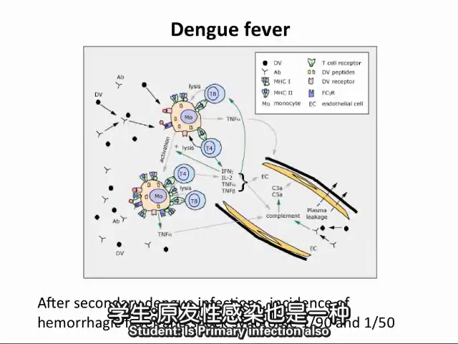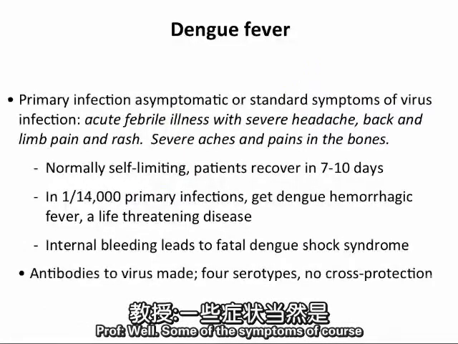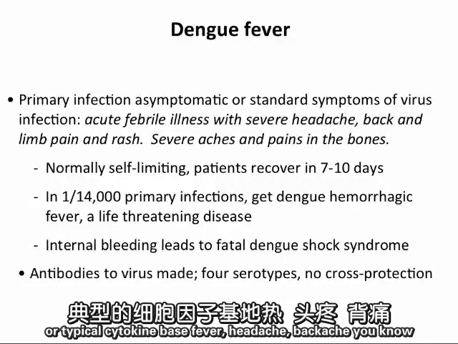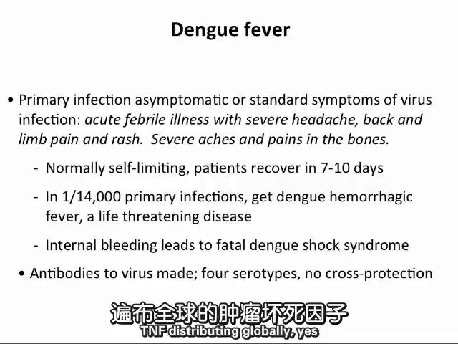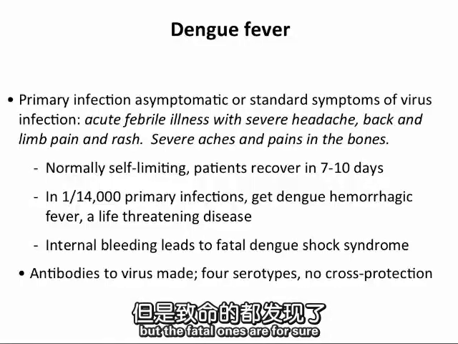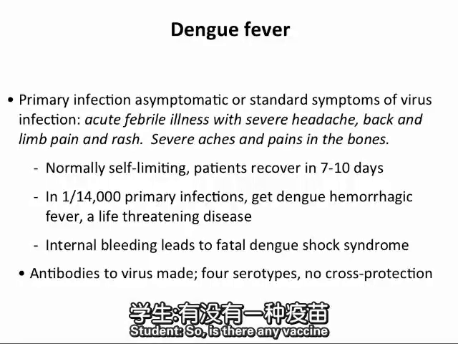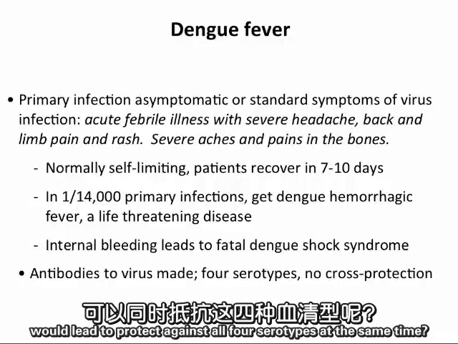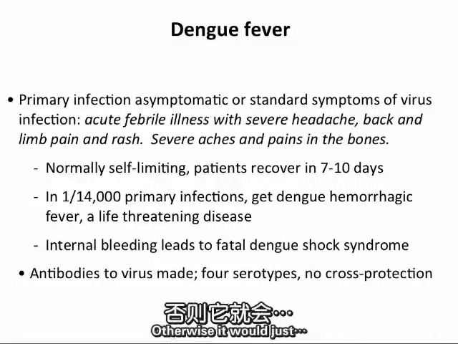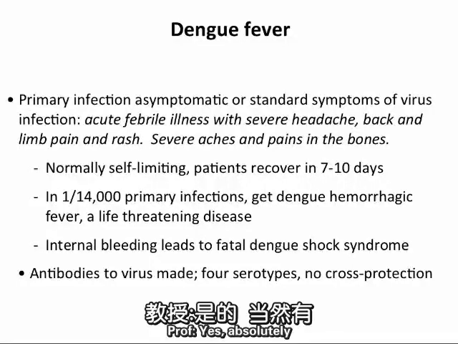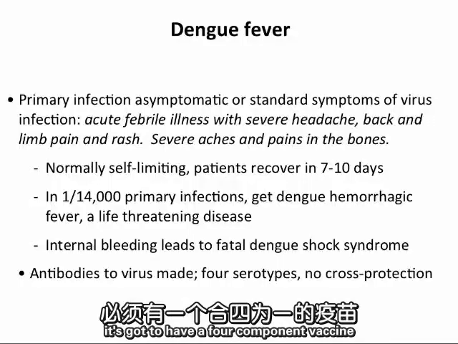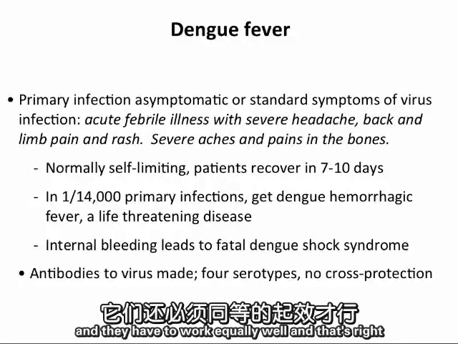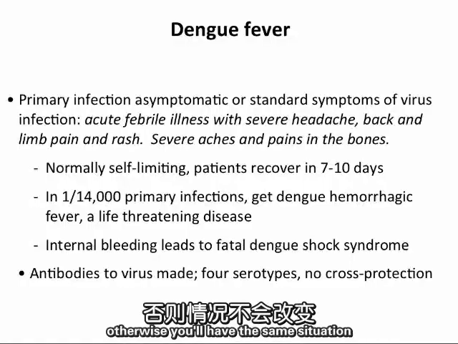Is the primary infection also an overreaction of the immune response? Well, some of the symptoms, of course, are your typical cytokine-based fever, headache, backache, TNF distributing globally, yes. But the fatal ones are for sure, yes. So basically any vaccine would need to protect against all four serotypes at the same time, otherwise it would just... Yes, absolutely. You've got to have a 4-component vaccine, and they all have to work equally well. That's right. Otherwise, you have the same situation, yeah.